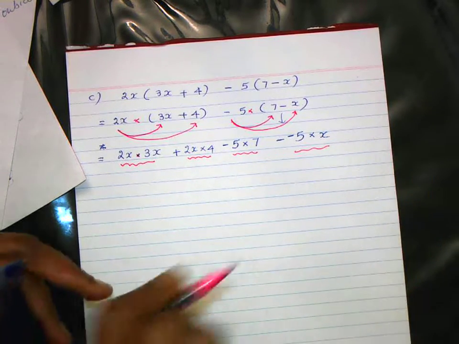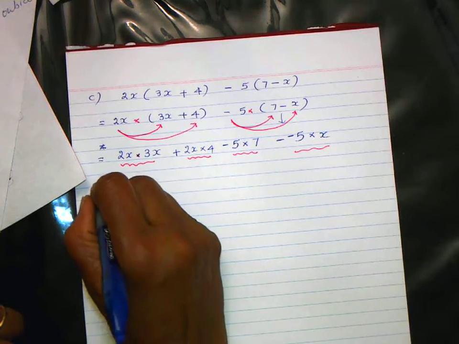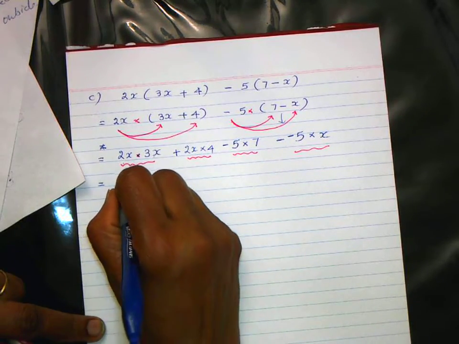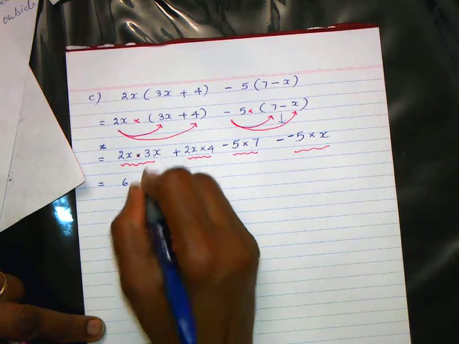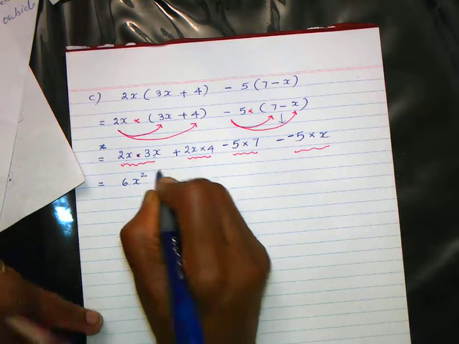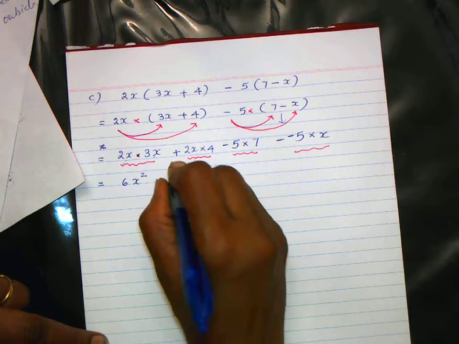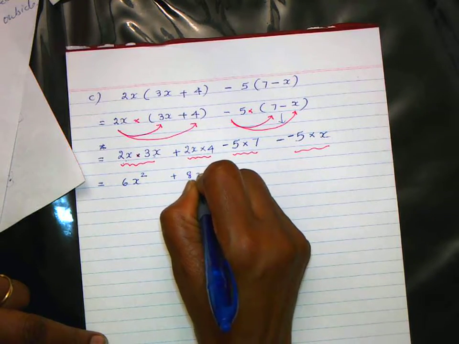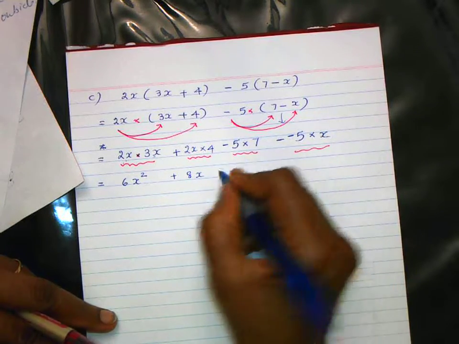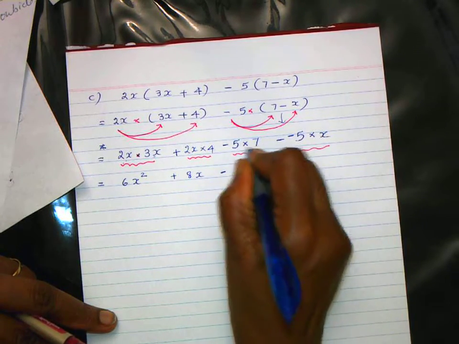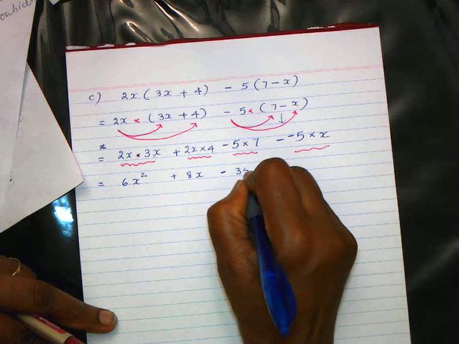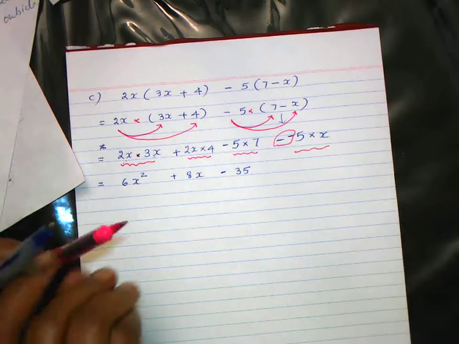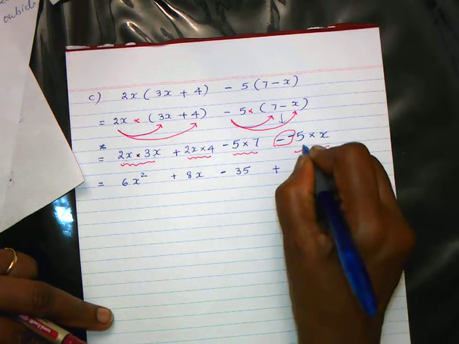Okay, let us do the first one. 2x times 3x, it's easy. 2 times 3, 6. x times x, x squared. Then here this is easy, so it's plus 2 times 4, 8, and then x. And here it's minus first: 5 times 7, 35. Whereas here you have so many things, it's minus of minus, that makes it positive 5x.